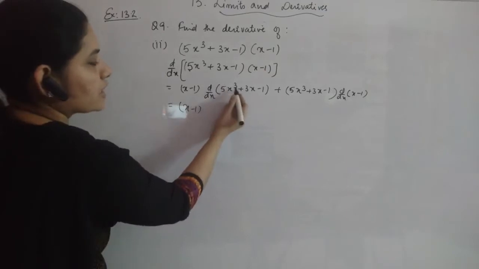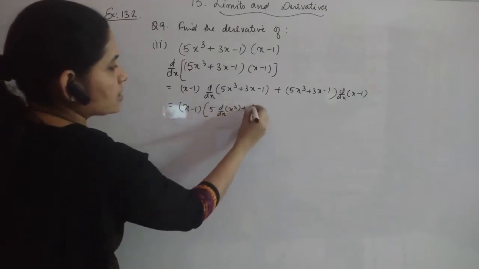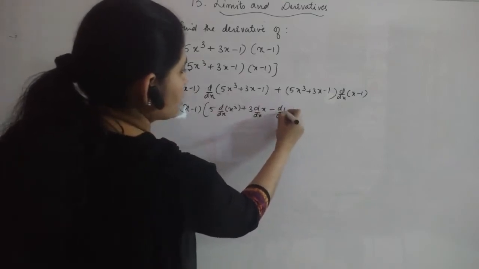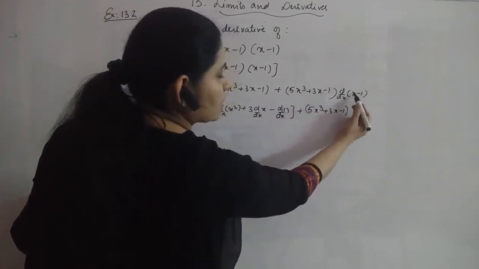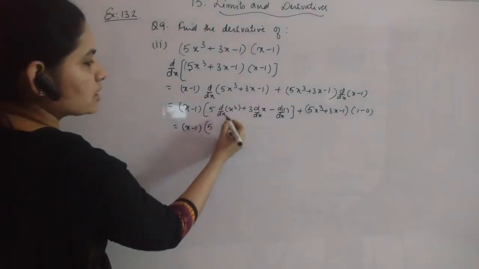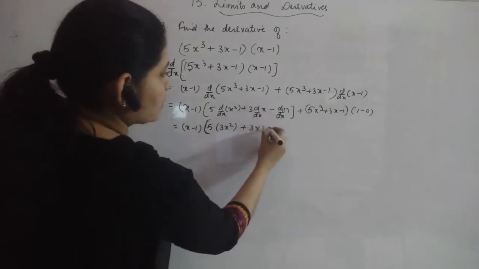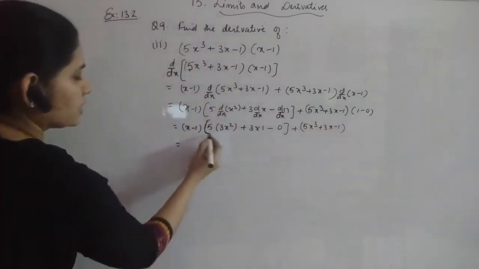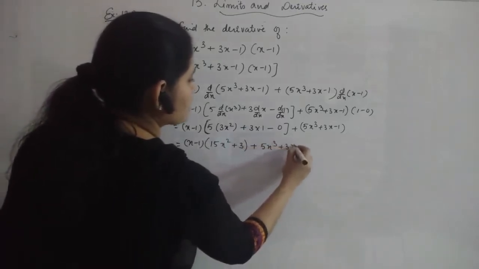For this, what you will get, d by dx of 5x cube, you can take out 5 and the derivative of x cube, plus, again 3 can be taken out, derivative of x, again minus 1, that is derivative of the constant will give you 0 only, plus 5x cube plus 3x minus 1 into the derivative of x minus 1, derivative of x 1, derivative of 1 0. So here you are getting x minus 1 into 5 into derivative of x cube is 3x square plus 3 into derivative of x 1, derivative of 1 0, plus 5x cube plus 3x minus 1. So here you are getting x minus 1 into 15x square plus 3 plus 5x cube plus 3x minus 1.